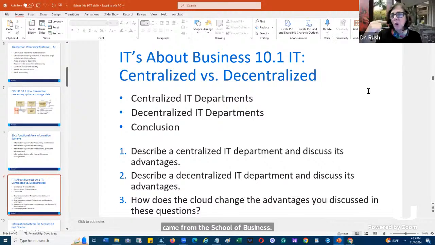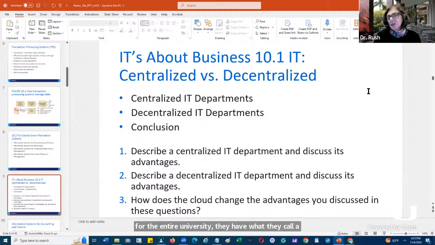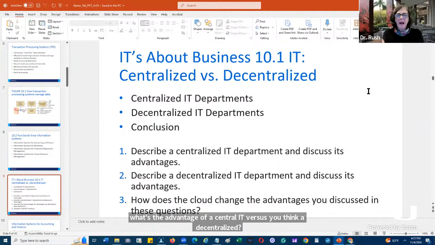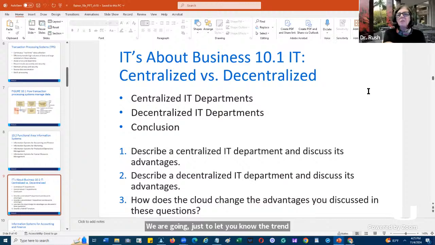Every school has a little IT department, but for the entire university they also have what they call a central IT. So sometimes they'll have a central IT. What's the advantage of a central IT versus a decentralized one? Just to let you know, the trend, Clark, is that we are going more and more at our university toward a centralized IT department.